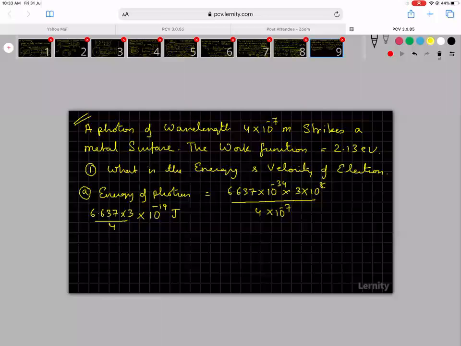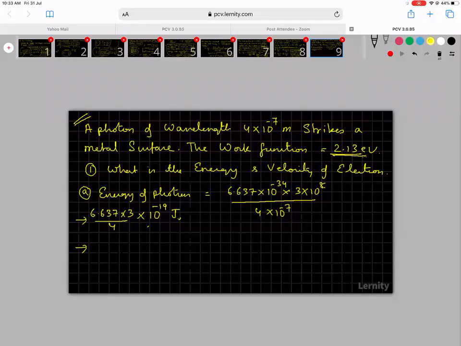Okay, so this is the energy of the photon. Next, the work function is given to me. But I don't like electron volt because this is in joules. So I can do two things: convert this to electron volt and give the answer in electron volt. Now it all depends on how the answer is. So I will do both. First I'll convert this to electron volt and then work.